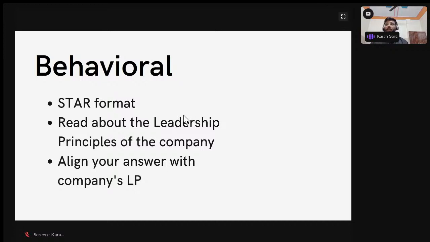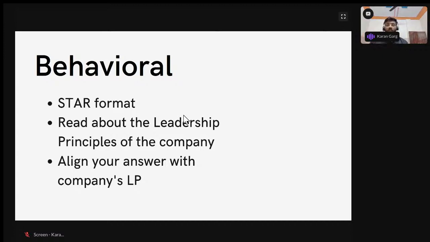Then there is a format called STAR format. STAR is basically situation, task, action, and result. S represents situation. First of all, think about this: the interviewer does not know you personally or haven't worked with you, right? So you need to tell what the situation was. Why are you answering this question? What was the situation? In that situation, what was your task?